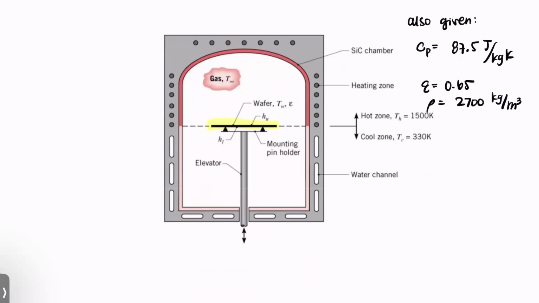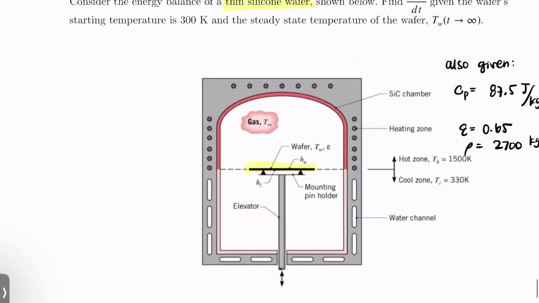Okay, so let's draw a simplified picture of what's going on here. So we have our wafer here. All right, and we're going to assume that we have a thin enough wafer that we're not concerned about conduction inside the wafer itself. So we're going to just concern ourselves with convection and radiation, both on the top and the bottom. So we have 4 Q dots to take into account here.